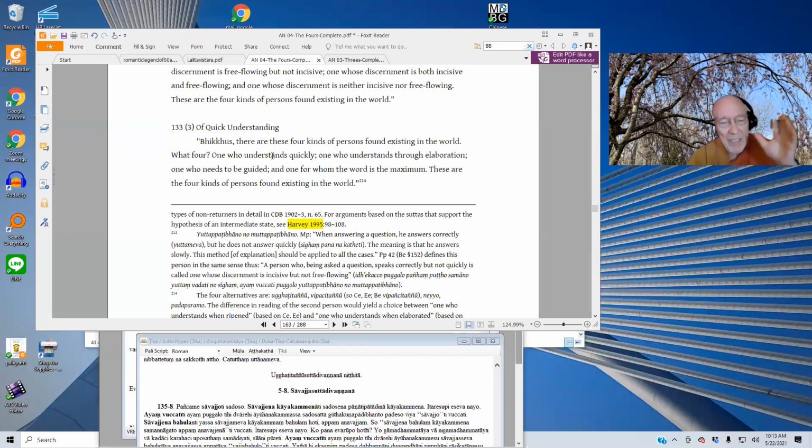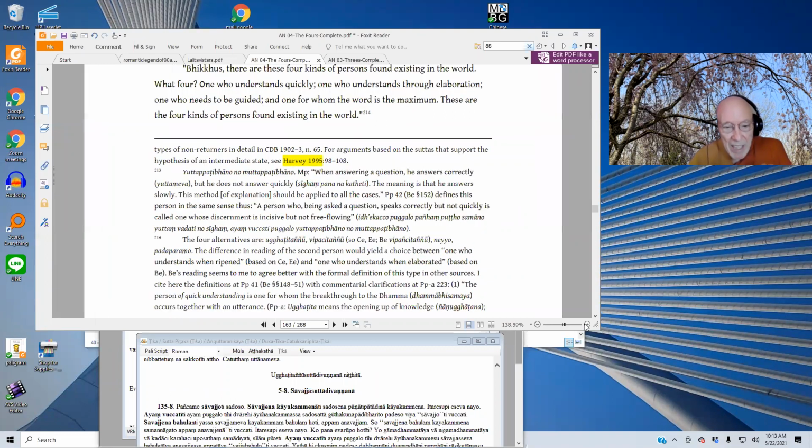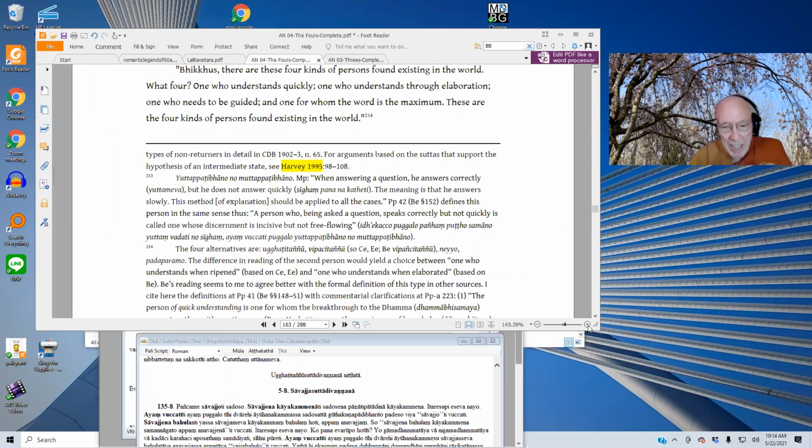And I should explain that these are my translations of the terms, and the terms in the Pali are a bit obscure. So let's say we have a note here which gives the Pali terms and some explanation of them.